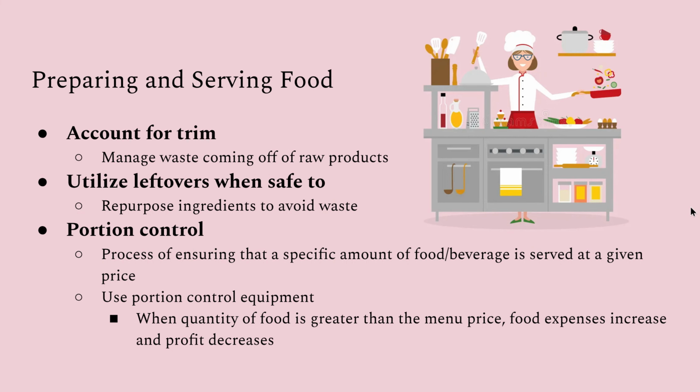Then when we are preparing and serving food, we are accounting for our trim. So we're managing the waste that's coming off raw products. We are factoring that loss back into the price, or we are using the trim in other places. Utilize those leftovers when it's safe to. If you have ingredients that are still within the safety parameters, you can repurpose in other ways to avoid waste.